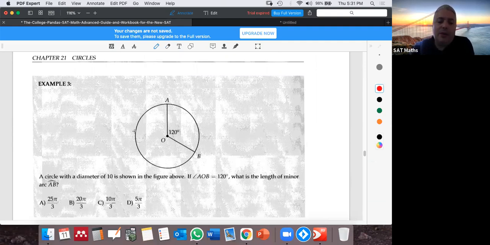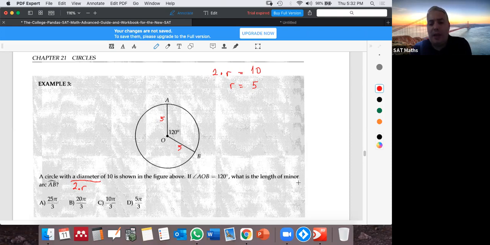So when we look at the question, a circle with a diameter. What is diameter? It means 2 times radius. So 2 times radius is 10, which means one r is 5. Right now, this is 5, and this is 5. The angle is given as 120. What is the length of the minor arc AB?